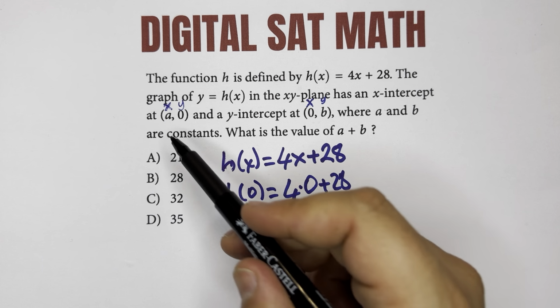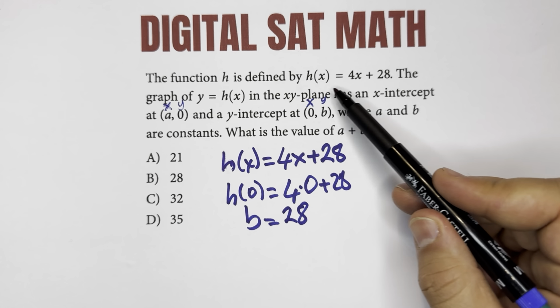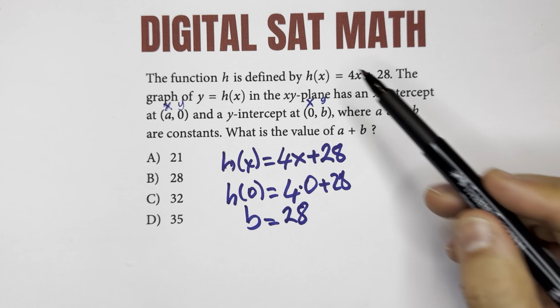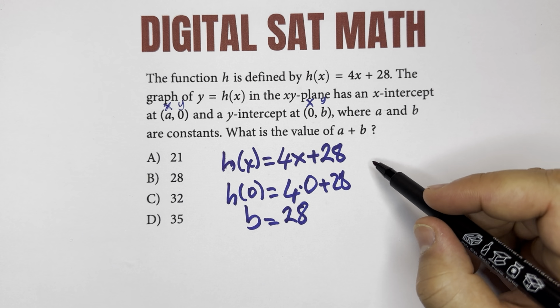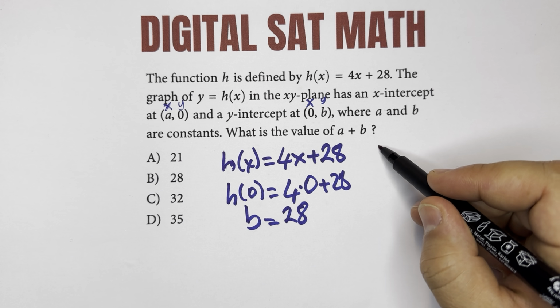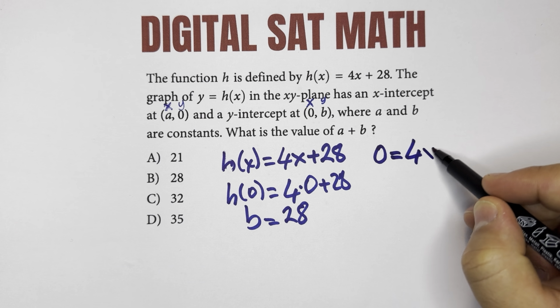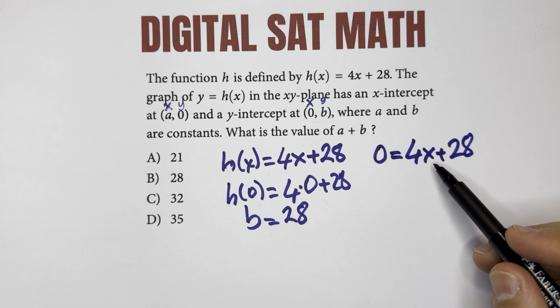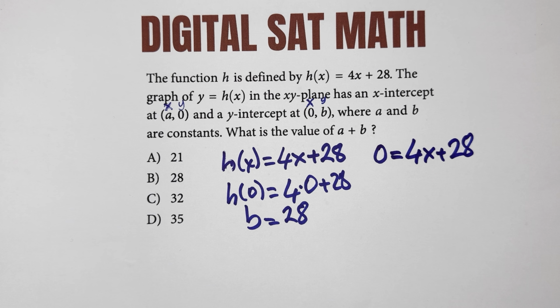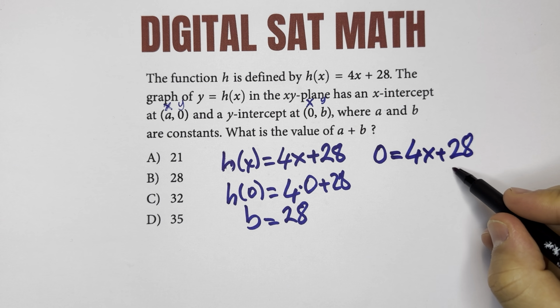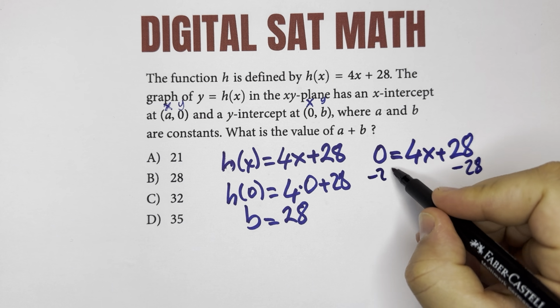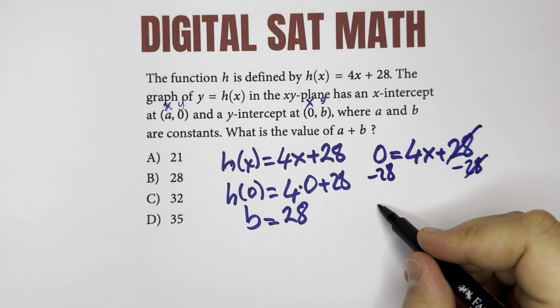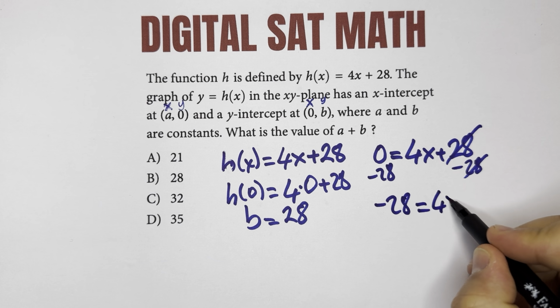And how do I find the value of a? By substituting 0 for the value of y, which is h of x. So 0 is equal to 4x plus 28. Now we will try to isolate the x. What did they do to x? They multiplied x by 4 and added 28. We're just going to do the inverse operations. Take away 28 from both sides first. So this is going to be negative 28 is equal to 4x.